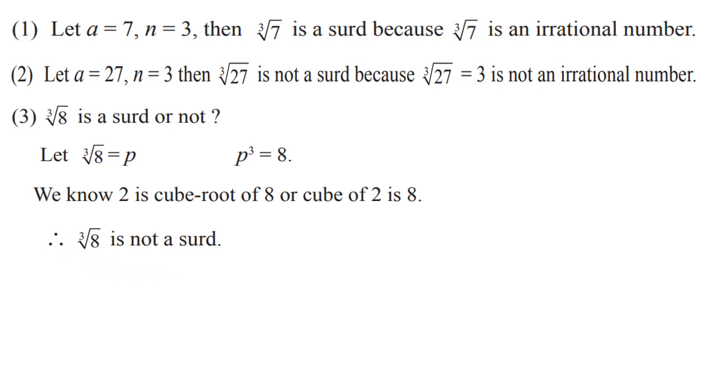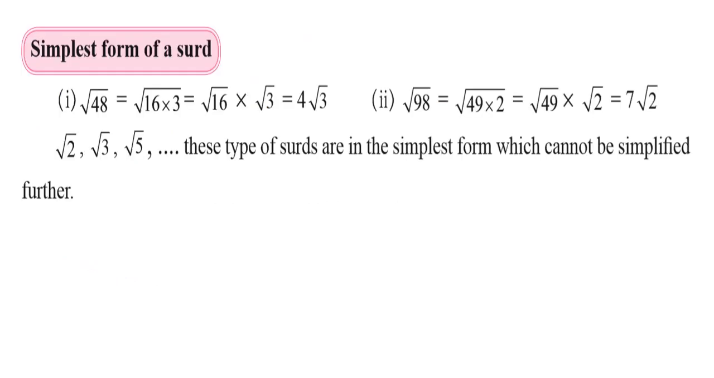Now let us see the simplest form of the surd. What is the meaning of the simplest form, we will try to understand with examples. Two examples are given in the textbook. The very first example is root 48. This root 48 is called the pure form of the surd. Now in this 48, we have to factorize it in such a way that one factor should be a perfect square.